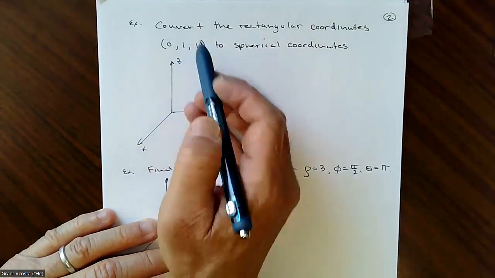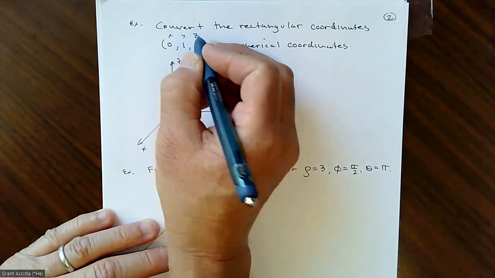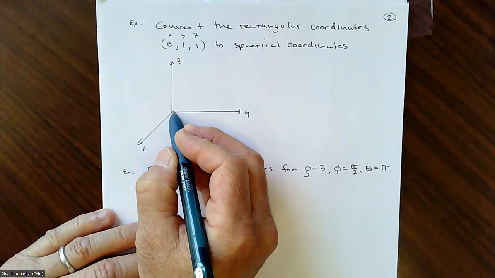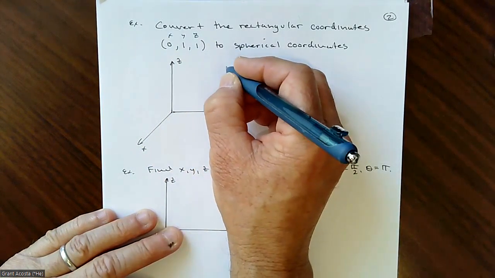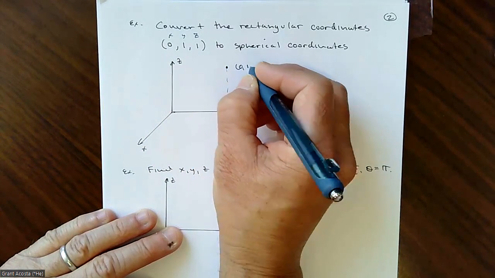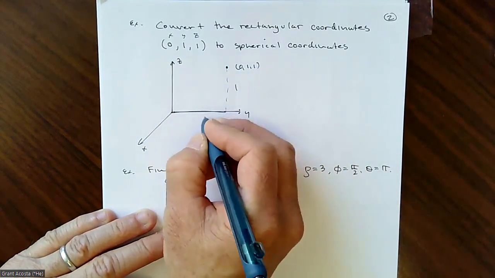Where is the point 0, 1, 1? This is meant to be x, y, z. That is, don't go in the x direction, go 1 unit in the y direction and 1 unit up. There's the point 0, 1, 1. This is 1, this is 1.